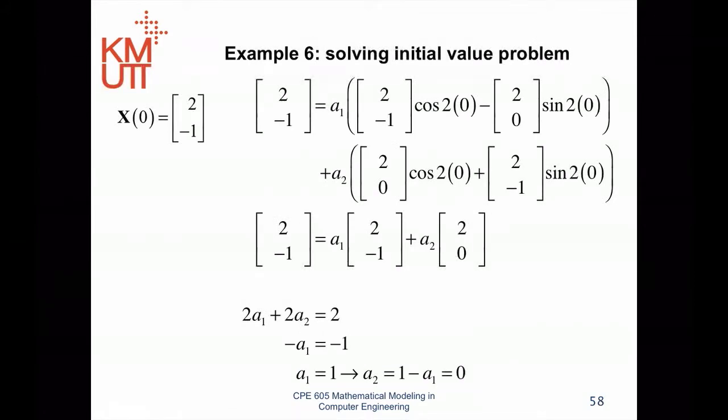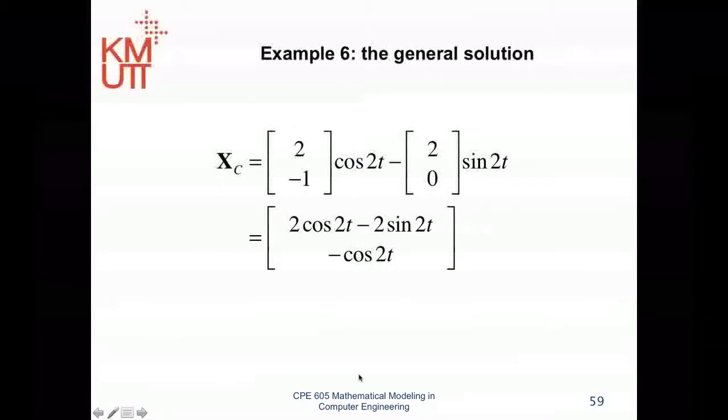We know that x(0) equals the vector (2, minus 1). Substituting 0 for t, we will have (2, minus 1) equal to a1 (2, minus 1) plus a2 (2, 0), which means we have two equations: 2a1 plus 2a2 equals 2 from the first row, and minus 1 equals minus a1, which means a1 equals 1 and a2 equals 0. So xc would be just this term, just like in the solution.